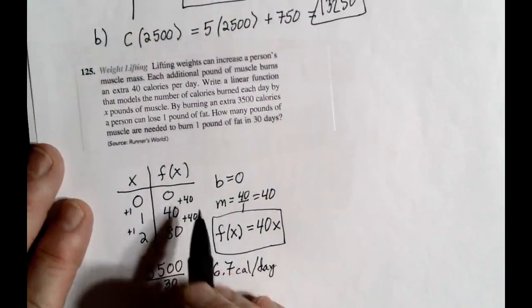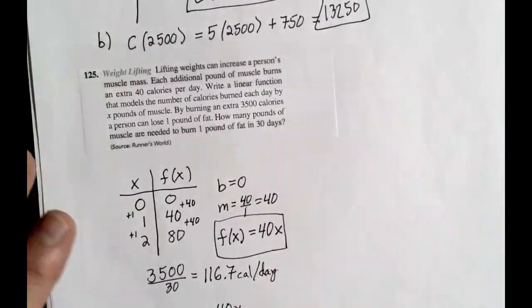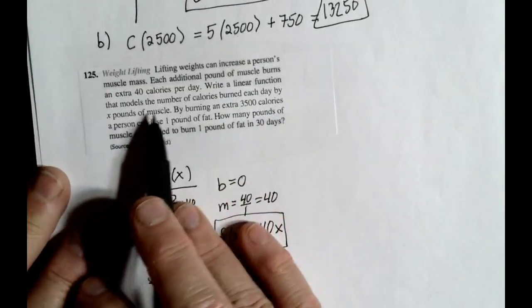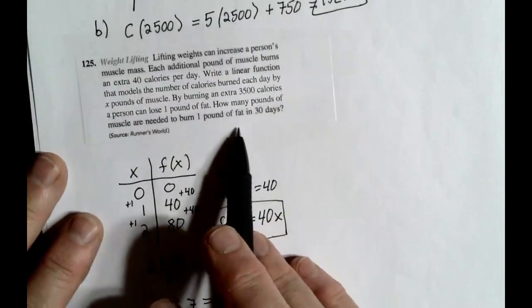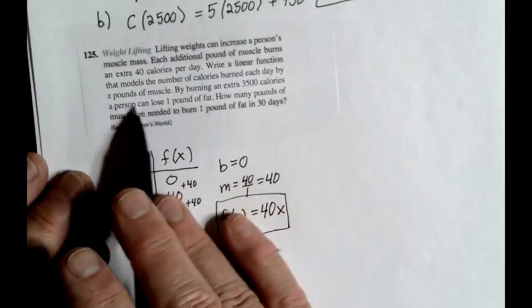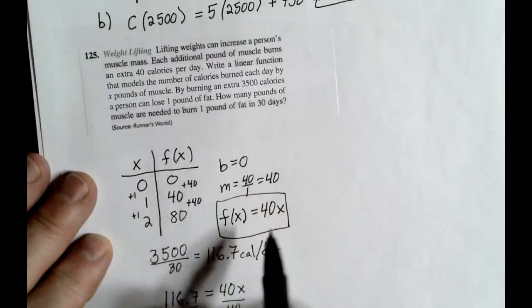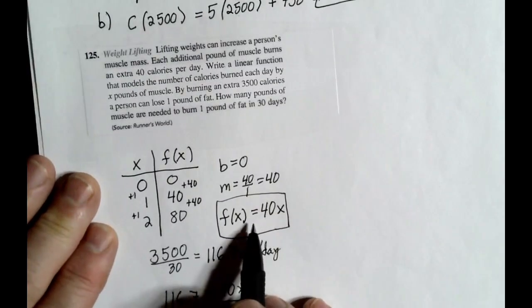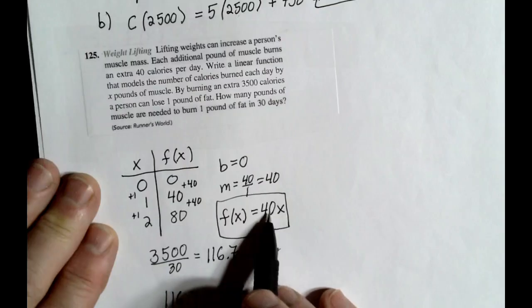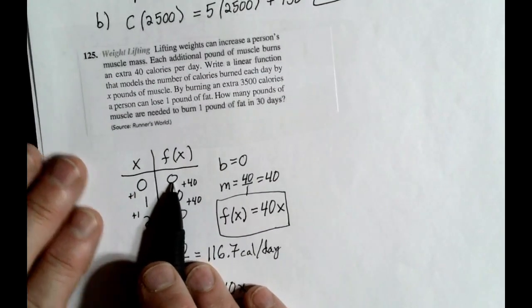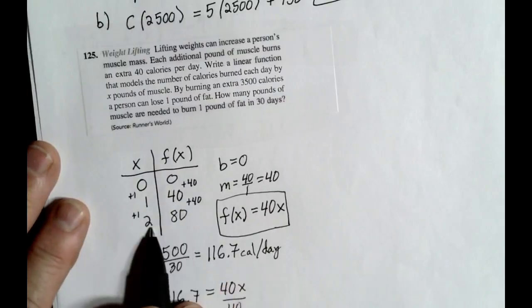Right? Weightlifting, they talk about how lifting weights can increase a person's muscle mass. Each additional pound of muscle burns an extra 40 calories per day. Write a linear function that models the number of calories burned each day by x pounds of muscle. Alright, so for each pound of muscle, you're burning 40 calories. So x pounds times 40. And so 0 pounds is 0 calories burned. 1 pound is 40. 2 pounds is 80.